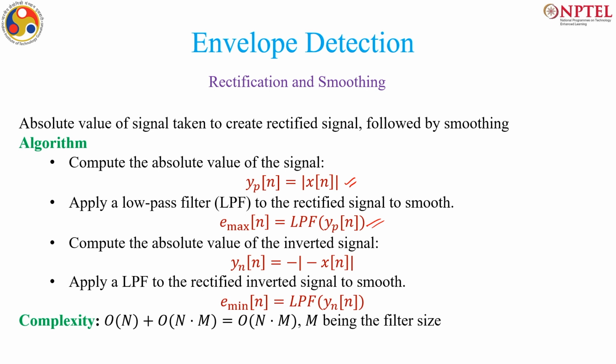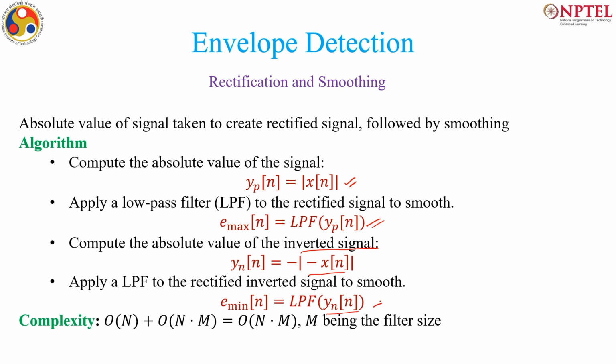Now, what about the lower envelope? This is done in a similar way, but not the same way. First you get the inverted signal, that is minus x of n. Take the modulus and find the negative of that value, and let us say this signal is y n of n. Perform low pass filtering on this signal y n of n, and this will give you the lower envelope.